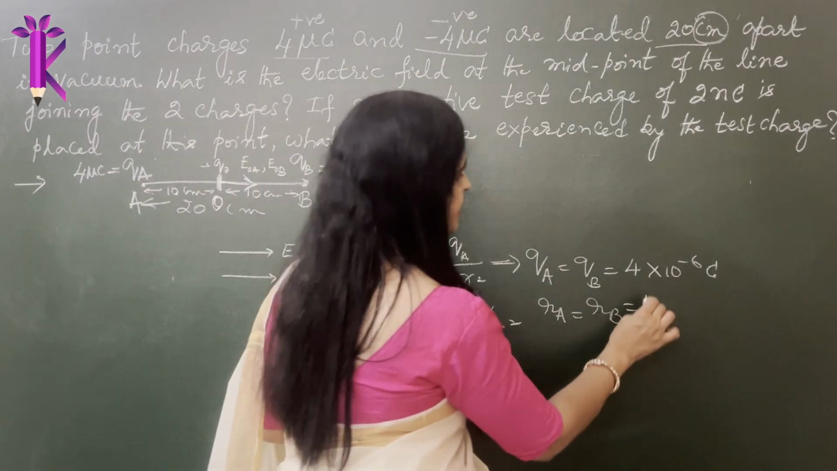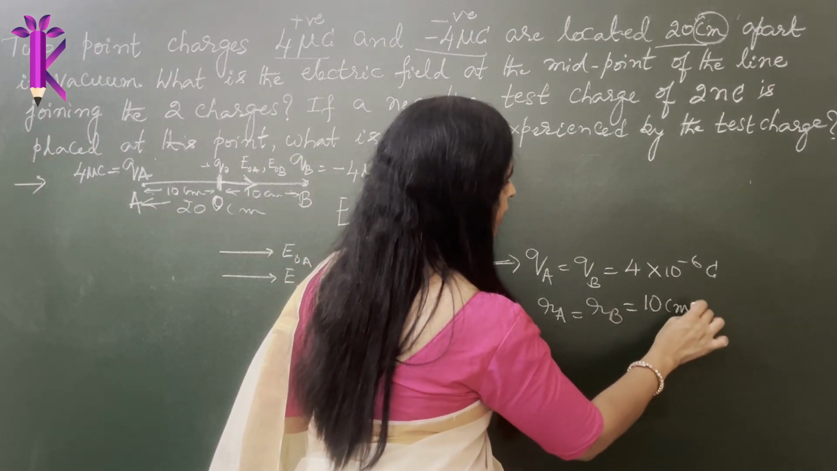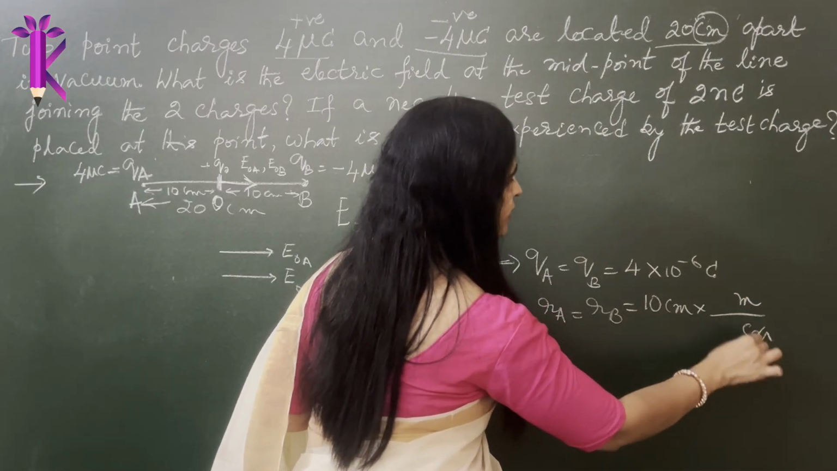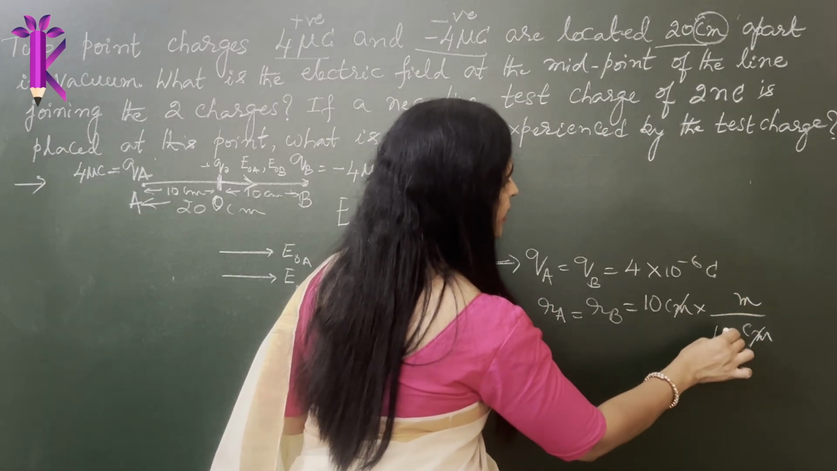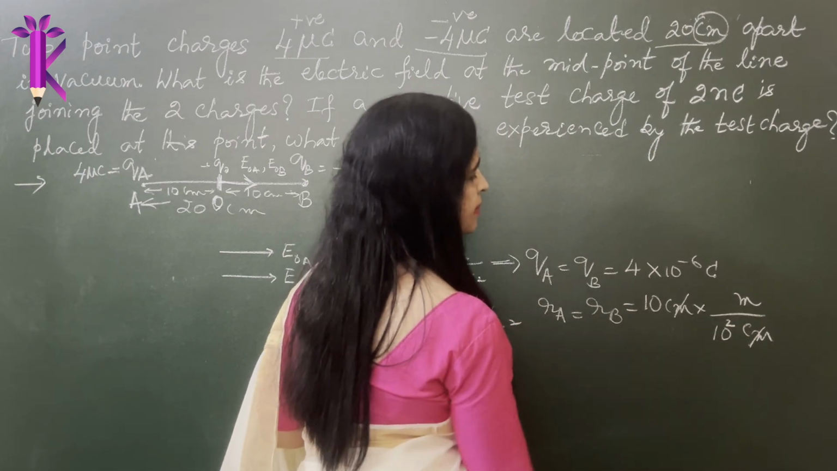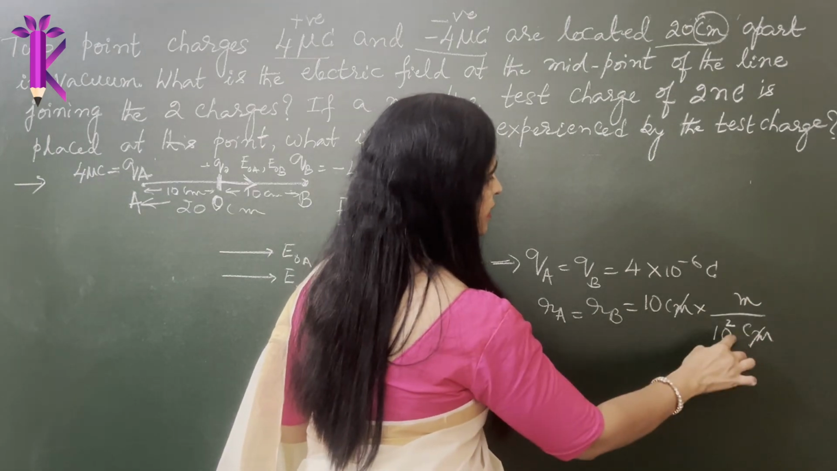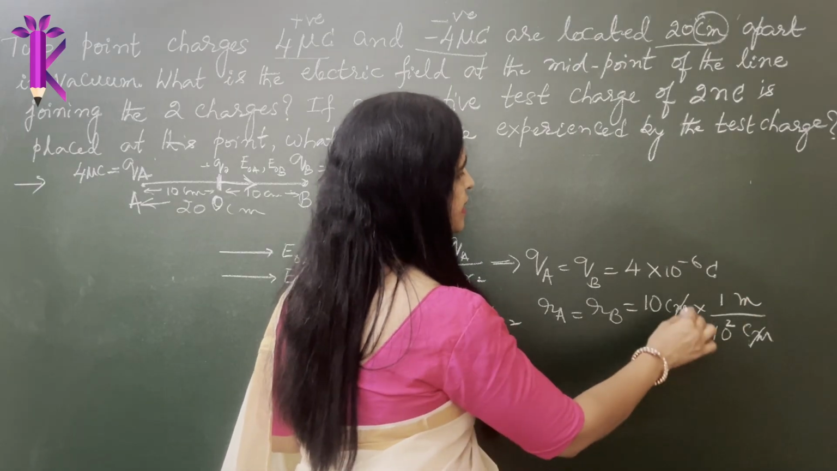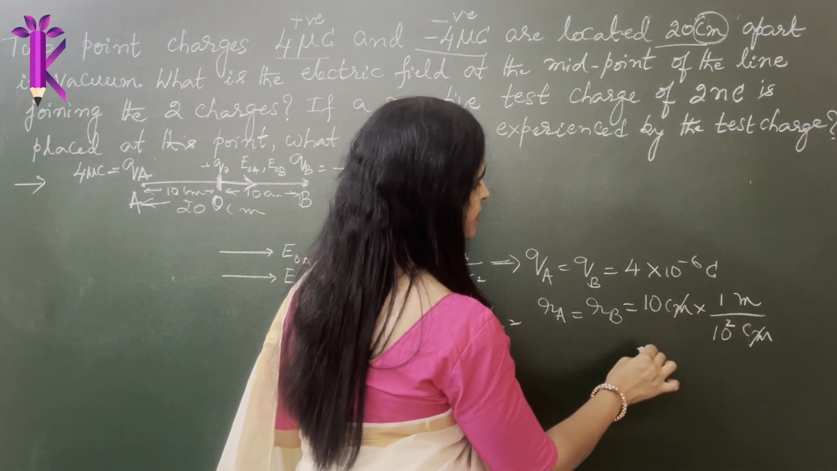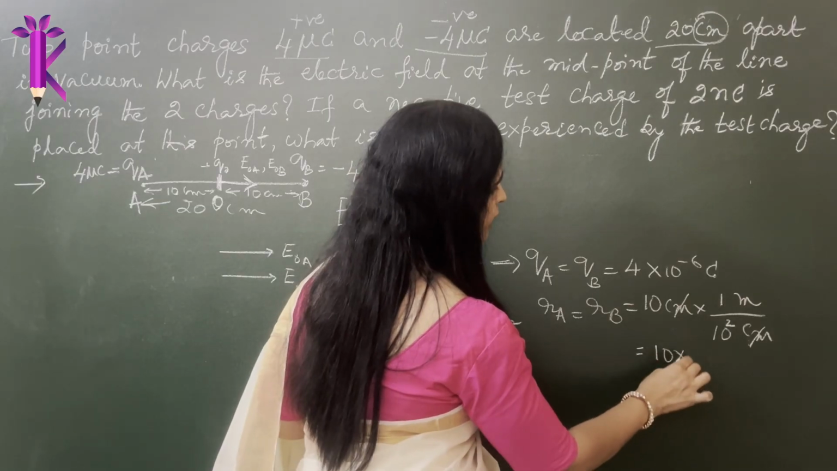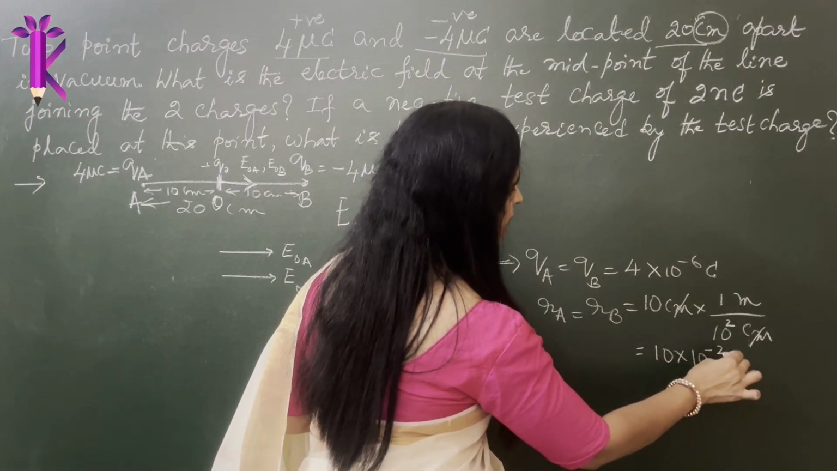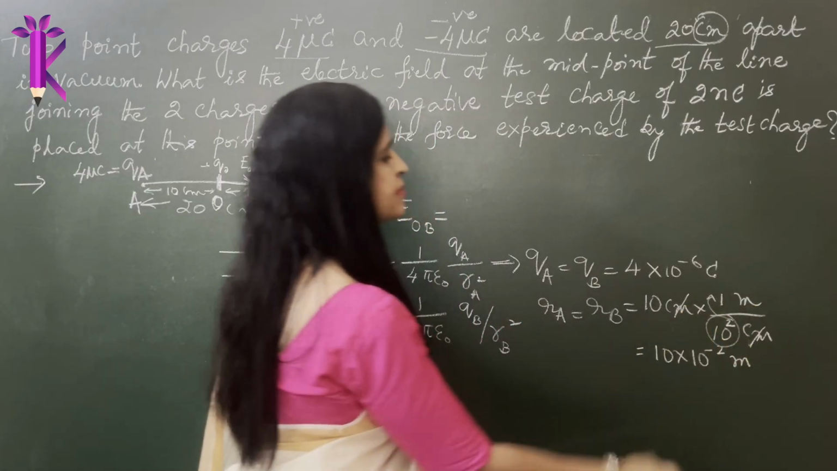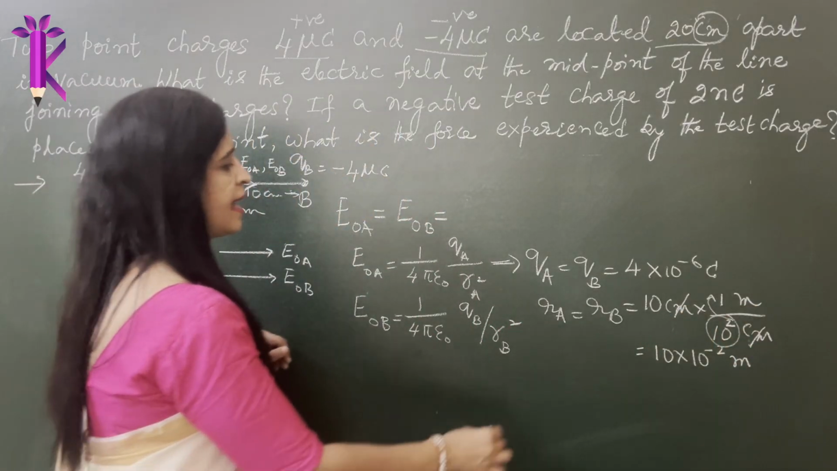So 10 centimeter. Now I want to get rid of this centimeter. I want meter in the numerator. So how do you cancel? 100 centimeter is nothing but 1 meter, which is 10 to the power of 2 centimeter is 1 meter. Centimeter gets cancelled. So you have 10 into 10 to the power of minus 2 meter, because if this goes to the numerator, plus 2 becomes minus 2. So that is the value of R.